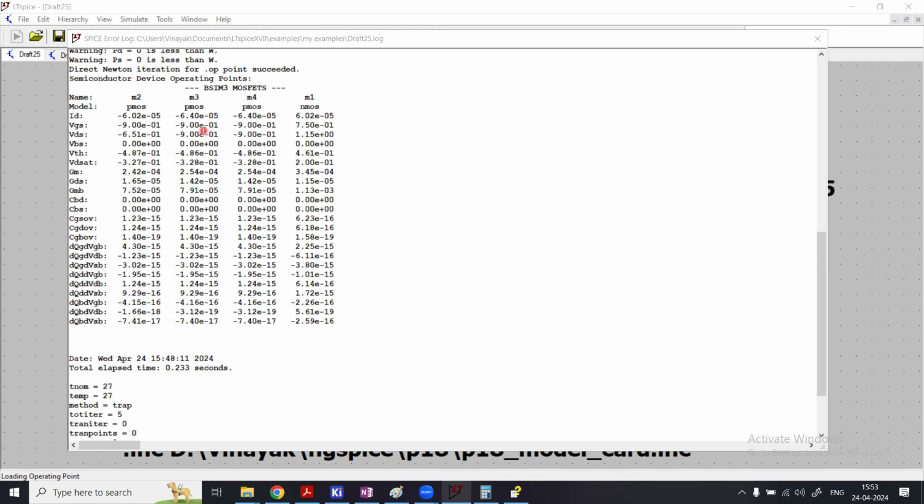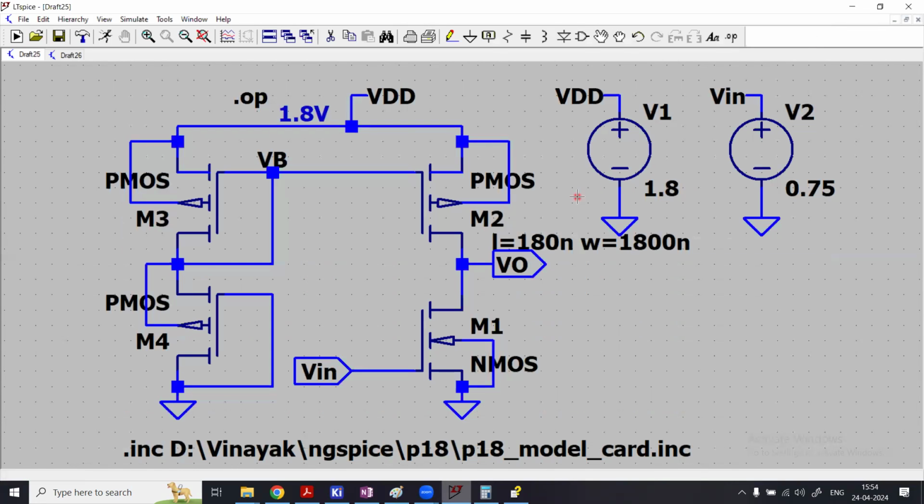VGS here is 900. Then you have VDS is 900, and threshold is 486 millivolt. VDSAT is good. So look, for all these transistors, VDSAT is about 320 millivolt. For this, it is 200 millivolt. So all are saturated. Good. All transistors are saturated. This circuit is perfect for simulation. So we have successfully completed the operating point analysis and the biasing of the transistors.